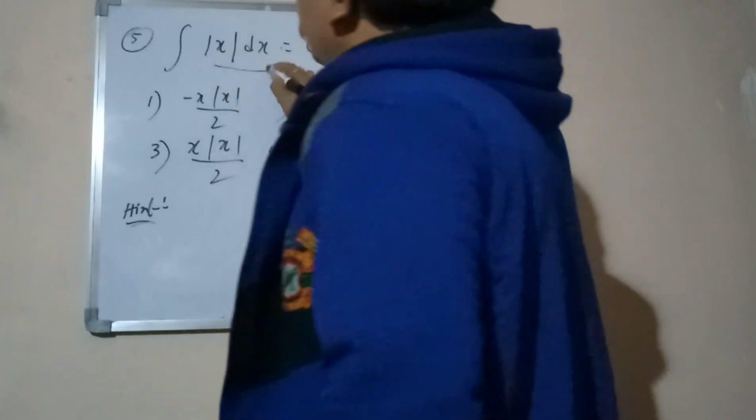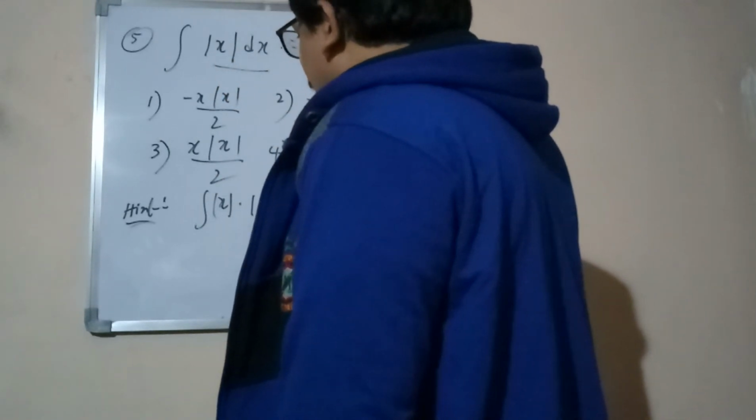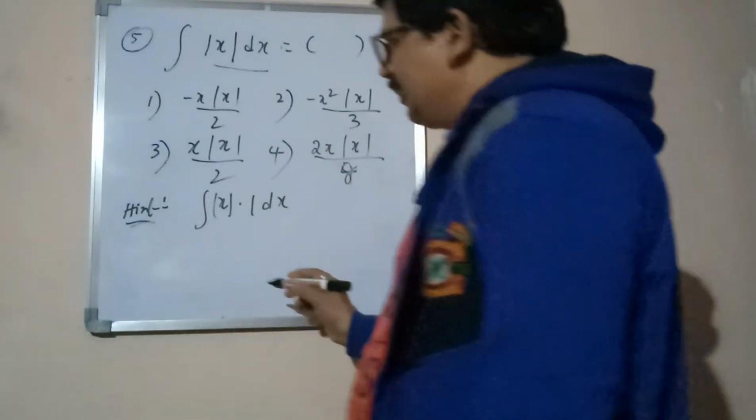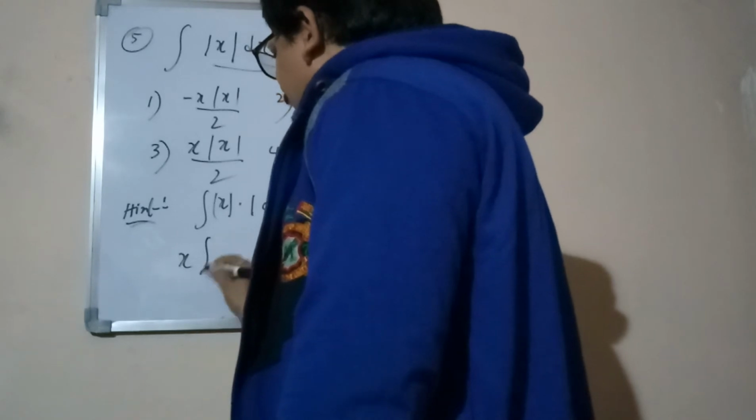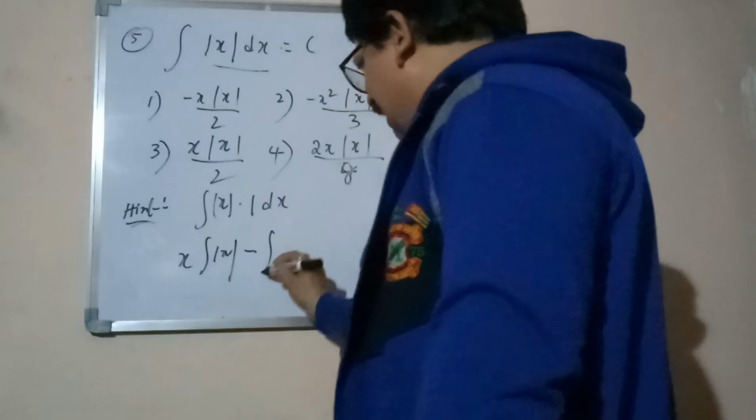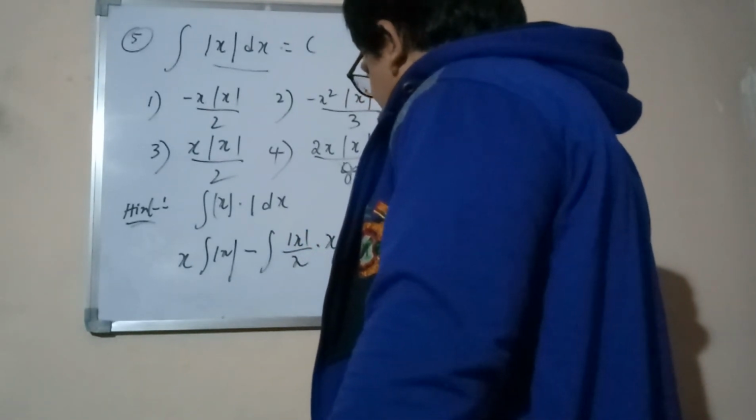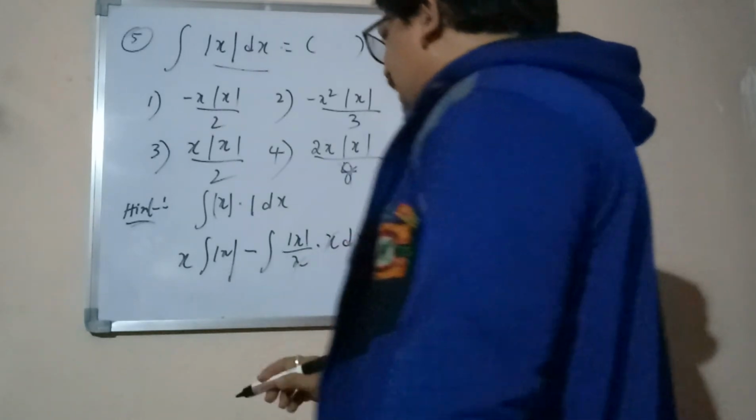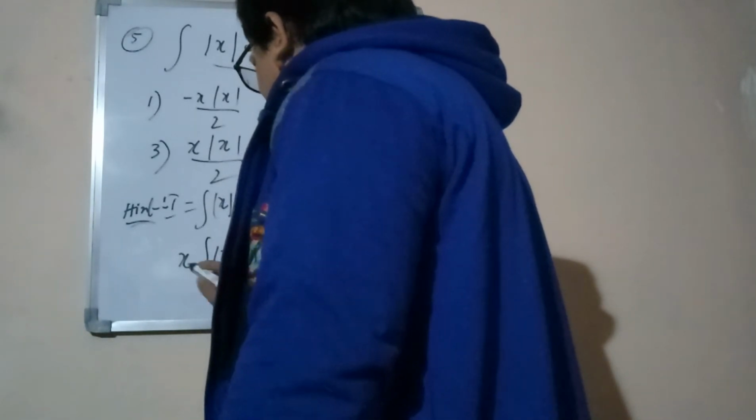In this integral of mod x, take 1 dx. One formula there: take first x, x times integral of mod x. Again minus, here mod x by x, again dx means x dx. The x and x cancel. Total, call this I. You take this: x mod x, and again this total value is I.